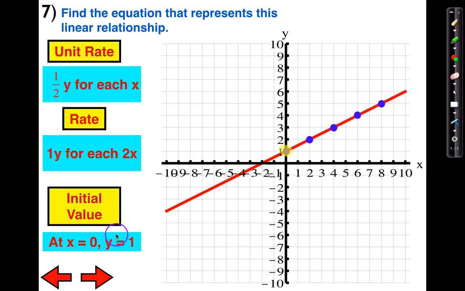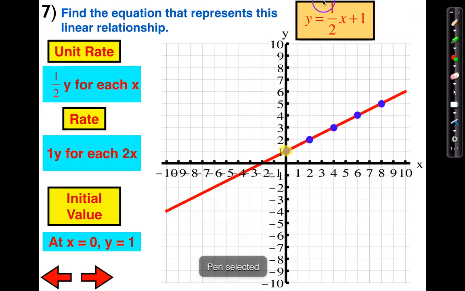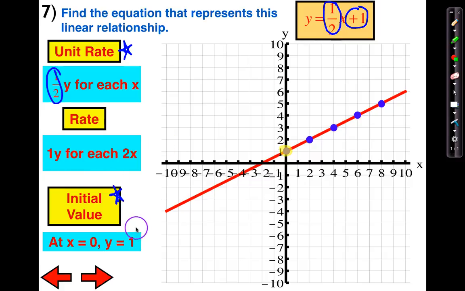So I'm going to write that down. x equals 0, y is 1. So by knowing these things, since I know the unit rate, since I know the initial value, which is the 1, I'm going to be able to build my equation as y equals 1/2 x plus 1. This number came from the unit rate, without the y. And this value here came from the initial value, right here. So notice how we're using the unit rate and how we're using the initial value to come up with an equation to represent this linear relationship.